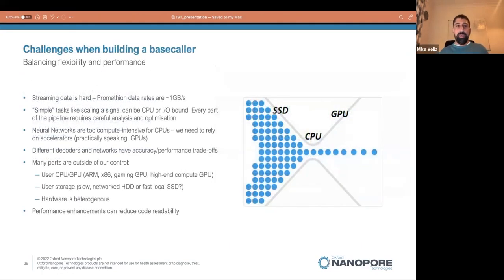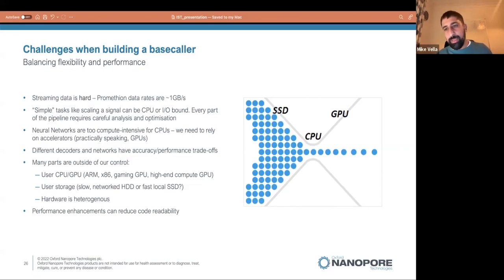There are a lot of challenges when it comes to building a base caller. So streaming data is very hard. As I mentioned, on the Promethean, our largest sequencer, data rates are of the order of 1 gigabyte a second. And when you do anything at a gigabyte a second, simple things like scaling a signal can easily be CPU or IO bound. So every single part of the pipeline requires very careful analysis and optimization.